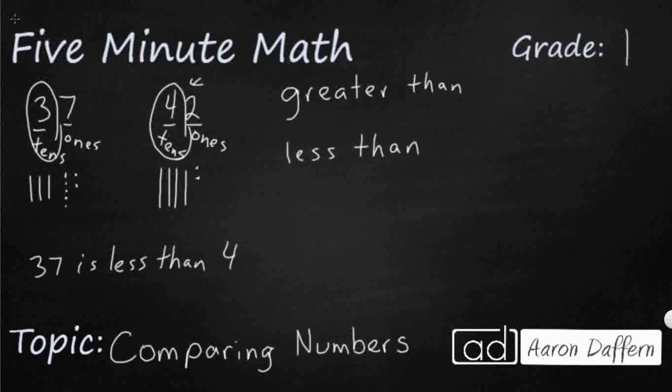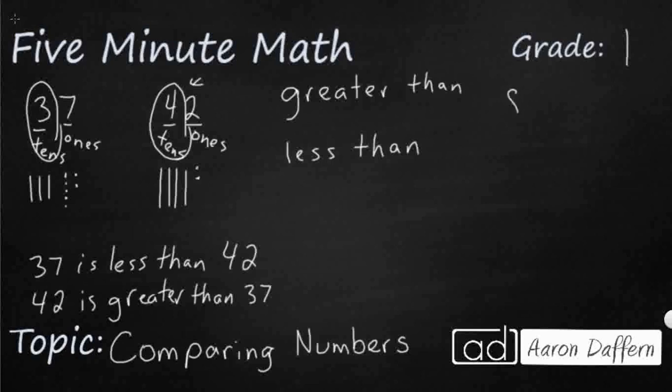42. Now if you wanted to flip the numbers, you could, and then you would have to say something different. You would say 42 is greater than 37. You're always comparing the first number to the second. So whether you use less than or greater than, it just depends on which number comes first, the bigger one or the smaller one. But you're looking at the value of the digits to try to figure out which one is greater, which one is less.